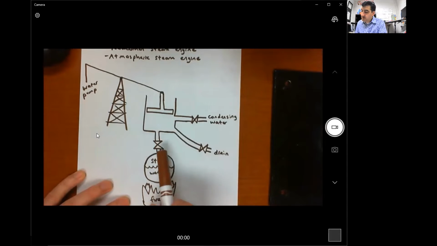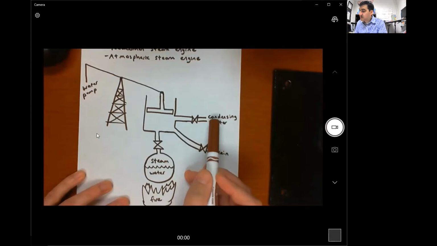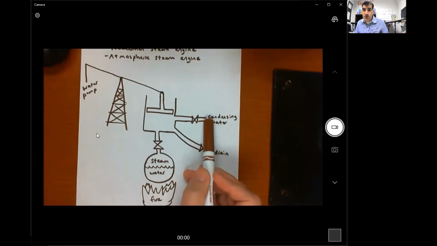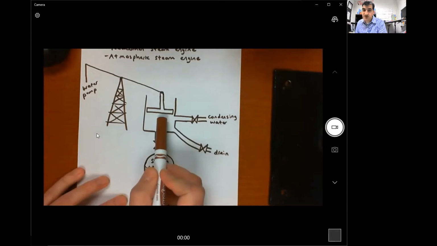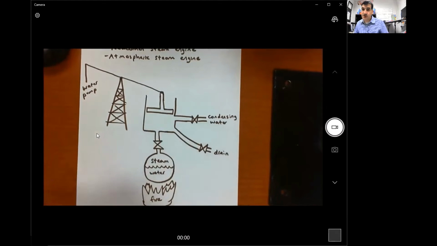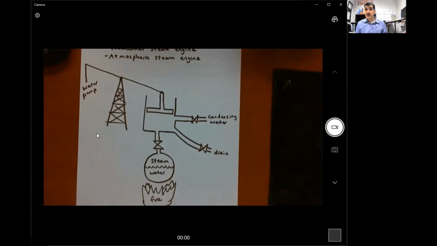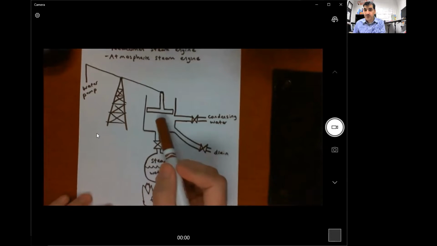And then what would happen? This valve would be closed. And then this valve with the condensing water would be opened. So you'd have the relatively cold water that would shoot into the cylinder from here. And when that would happen, that would very quickly condense that steam. And when you condense steam by turning it from a gas into a liquid, you actually create a vacuum in here. By vacuum, I mean a pressure that's less than atmospheric pressure.